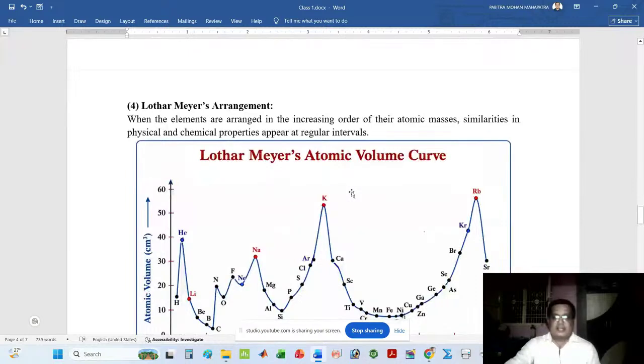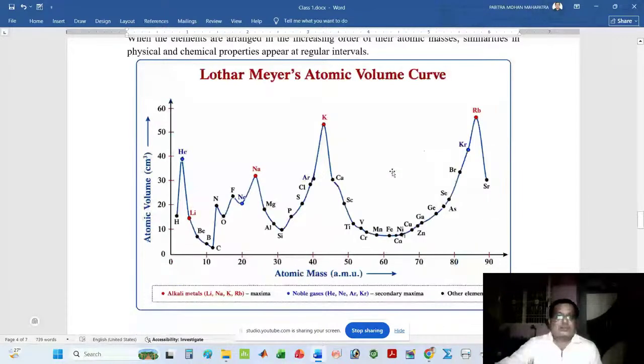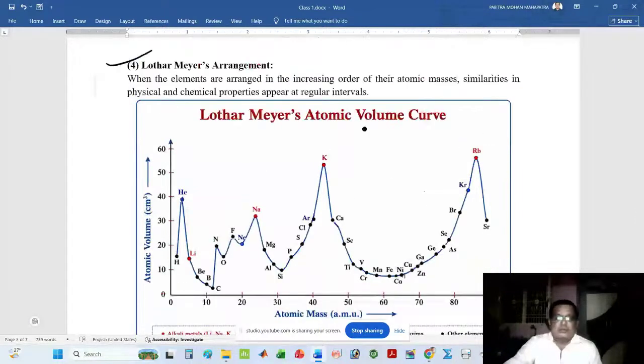This is said to be the Lothar Meyer atomic volume curve. This classification is based upon this graph. The graph is made from two parameters: one is atomic mass, another is atomic volume. Atomic mass is taken on the x-axis, and atomic volume is taken on the y-axis.